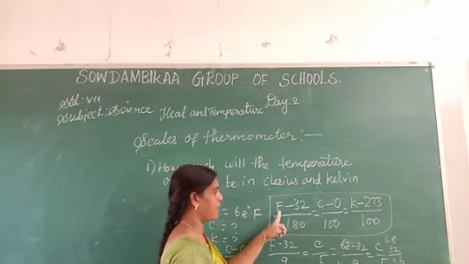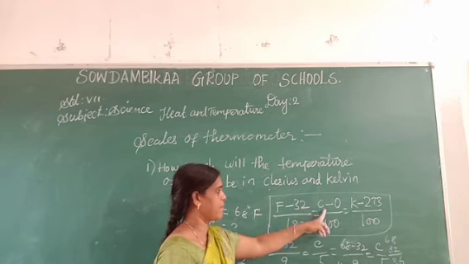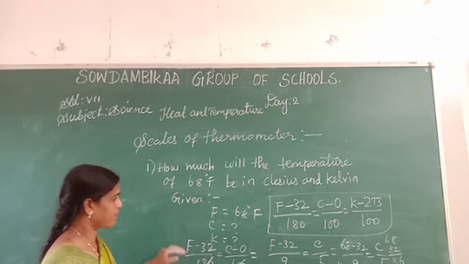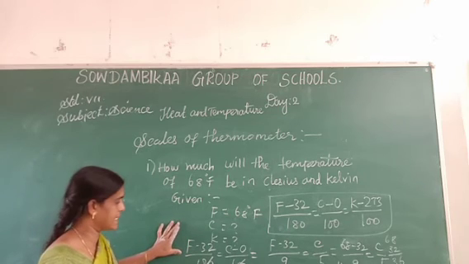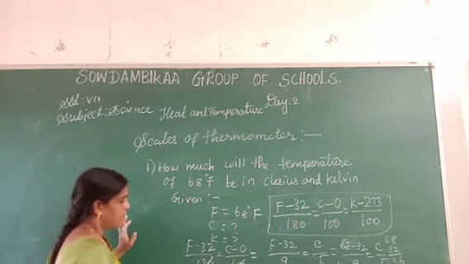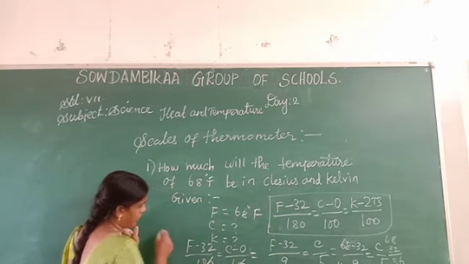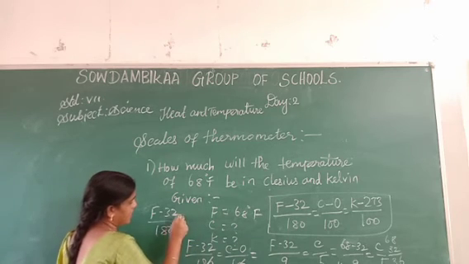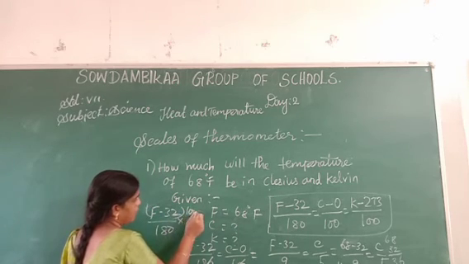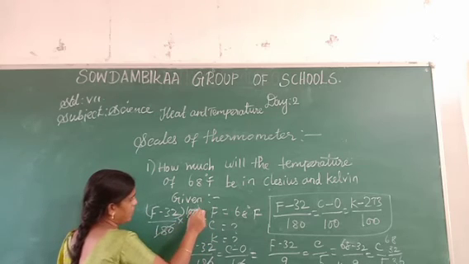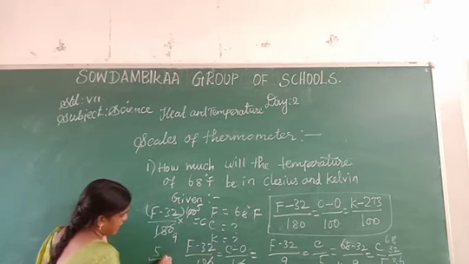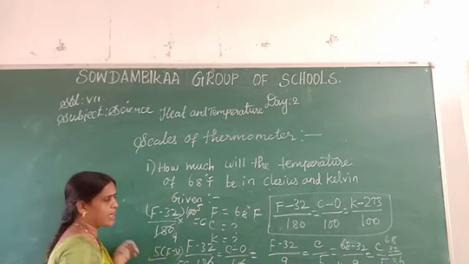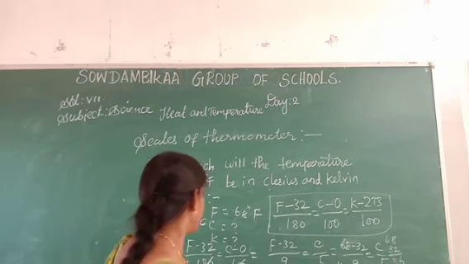This is the main formula: F minus 32 by 180, C minus 0 by 100, K minus 273 by 100. Now I am taking Fahrenheit and Celsius. Otherwise, write 32 by 180 with the 100 coming to this side, equal to C, so it becomes 5 by 9 times F minus 32. You can also do it by this method.